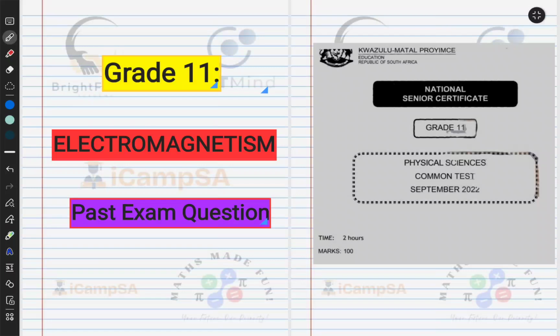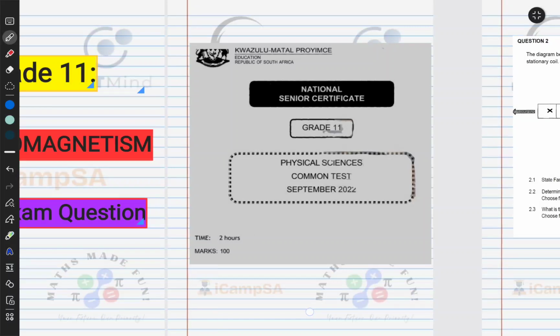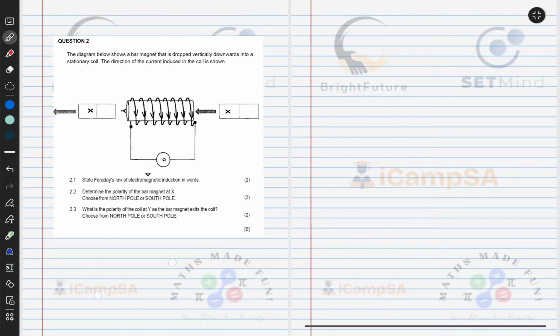In this one, we are on the topic of electromagnetism, and we are mostly focusing on just doing a few past paper problems. In this particular problem, we have a common test from 2022 KZN.